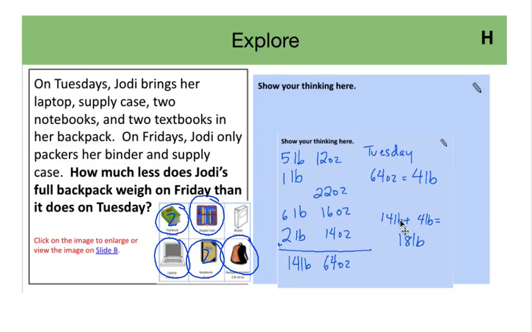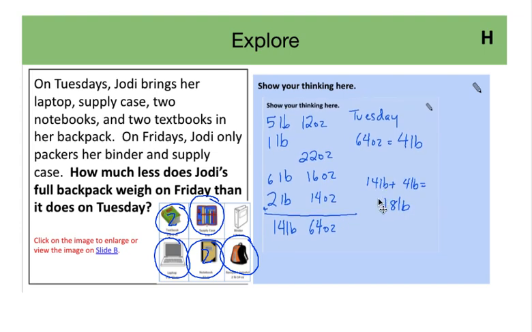All right, so let's go ahead and find out how much her book bag weighed on Tuesday. So I have it kind of ready for us here. So I just took those amounts. I took the laptop, which was 5 pounds, 12 ounces. Her supply case, which was just that 1 pound. Her 2 notebooks, each was 11 ounces. So I just quickly doubled it in my head and got 22 ounces. 2 textbooks, which were each 3 pounds, 8 ounces. Again, I just quickly doubled that in my head. And then the backpack. So I went ahead and added up all the like terms.